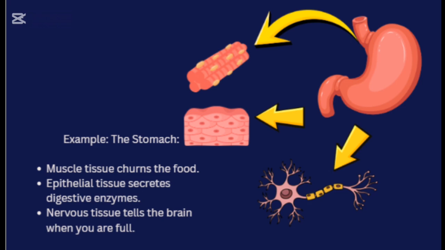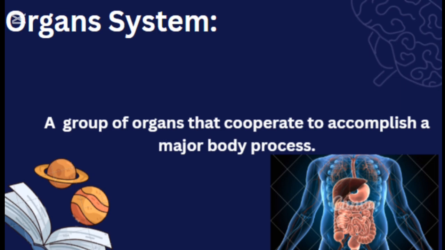And the last type is the nerve tissue. This is the phone line to your brain. It tells you, hey, I'm full, stop eating. Because these different tissues work together, the stomach can perform the job of digestion. Now we level up again. An organ system is a group of organs that cooperate to accomplish a major body process.